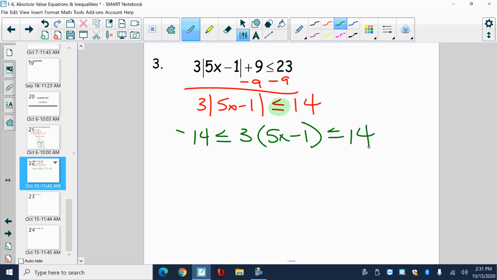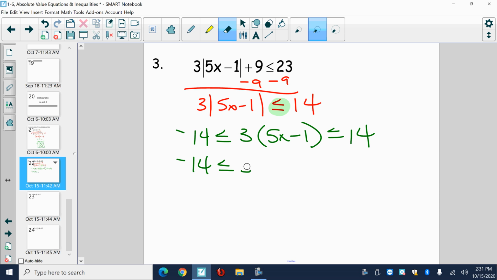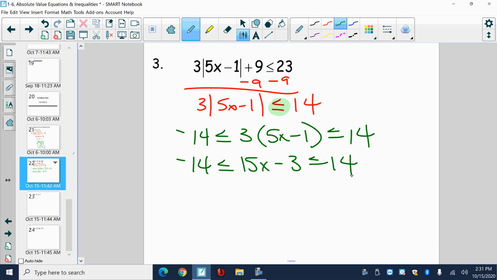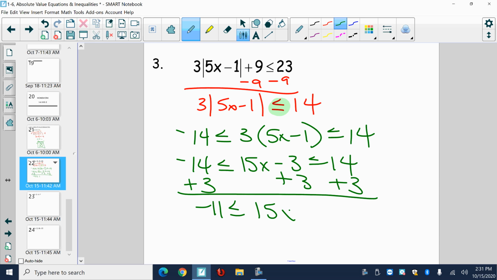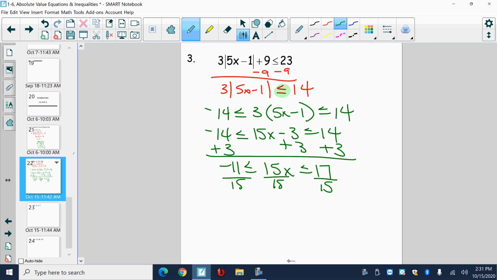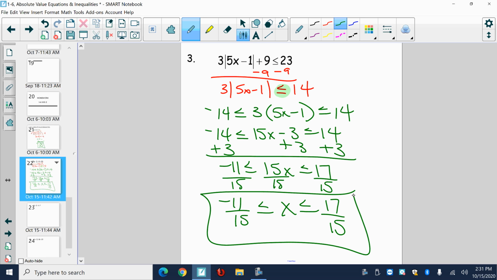This is my and, so I'm going to distribute. So this is 15x minus 3 is less than or equal to 14. Go ahead and add 3 to the left, the middle, and the right. Negative 11 is less than or equal to 15x, which is less than or equal to 17. Divide the left, the middle, and the right by 15. And now you have negative 11 fifteenths is less than or equal to x, which is less than or equal to 17 fifteenths. And that is done.